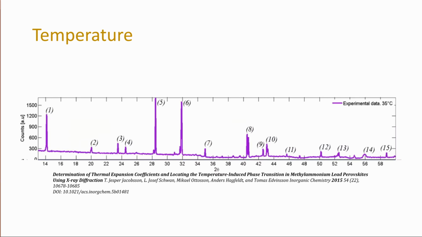In the first temperature-dependent X-ray diffraction scan from Jacobson et al., 15 peaks were used to identify the methylammonium lead iodide perovskite. These peaks were consistent with the theoretical peaks of the yellow phase of the perovskite, and the changes in these peaks were observed in the temperature samples that were taken.